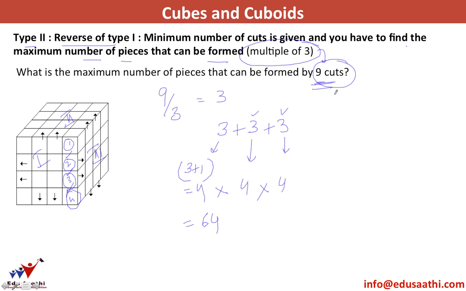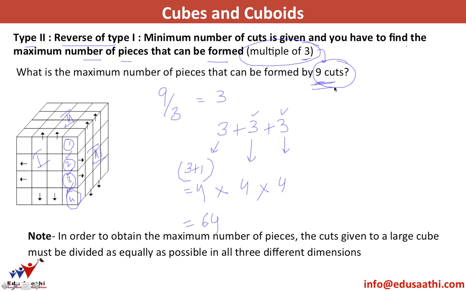We'll try another question where the minimum number of cuts is not a multiple of 9, sorry, not a multiple of 3. What you need to note here is, in order to obtain the maximum number of pieces, the cuts given to the large cube must be divided as equally as possible in all three different dimensions. Three different dimensions, that is why we have a multiple of 3 here.